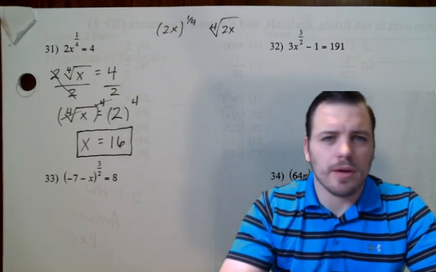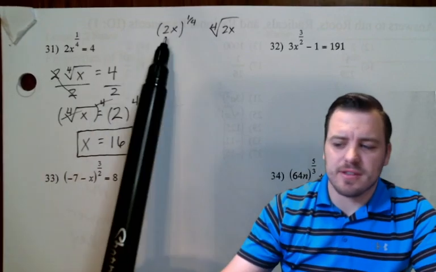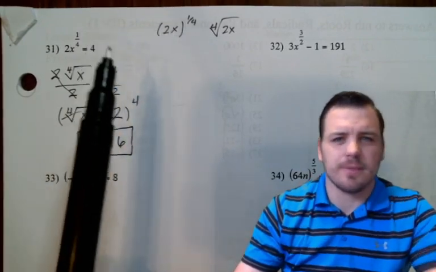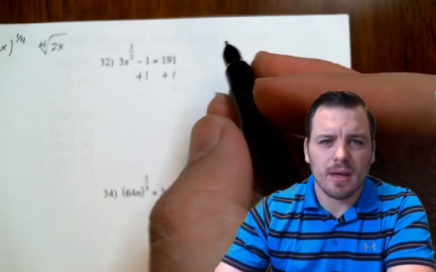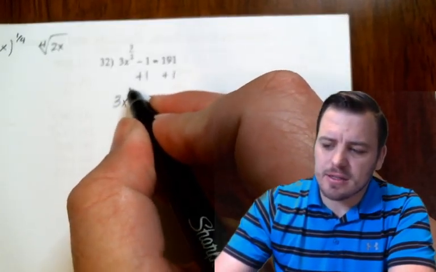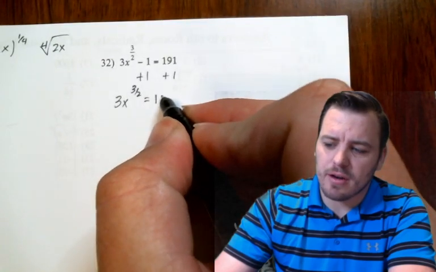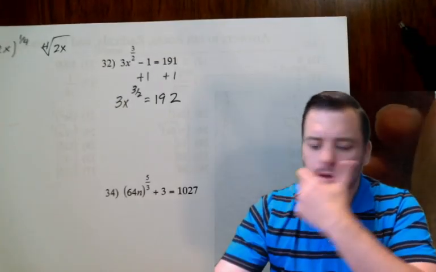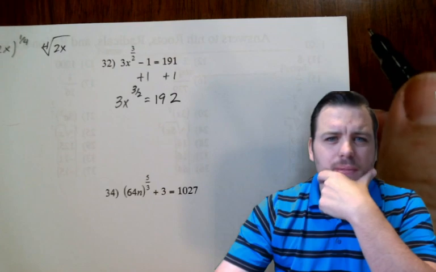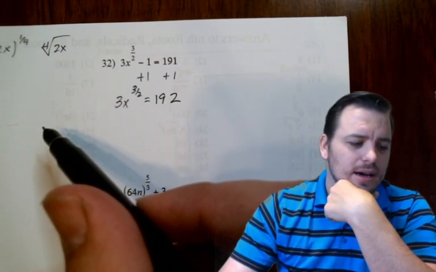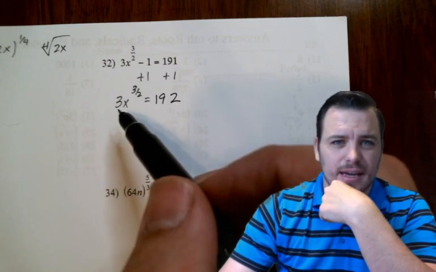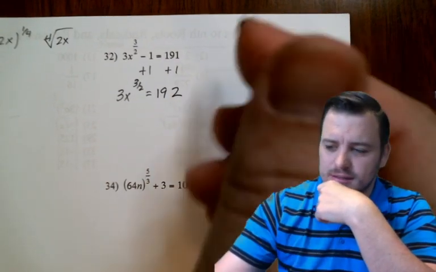All right, cool. The difference is just the parentheses, guys. Same thing over here. You're going to add 1 first before we do anything crazy. And that takes us to 3x to the 3/2 power equals 192. Then from there, again, it's the same thing as over here. It'll look like this.